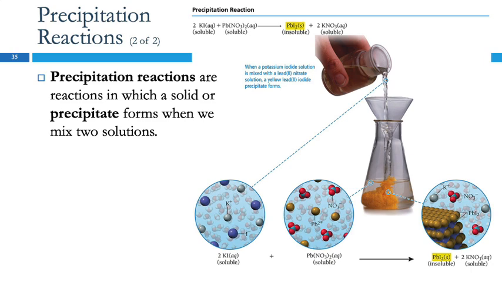So a precipitation reaction is defined here: a reaction in which a solid, also known as a precipitate, forms when we mix two solutions. So precipitate here is similar to how they use it in meteorology. Precipitation is like snow or rain. It's something that falls from the sky, right? When you have a precipitation reaction, it sometimes looks like there's snow falling to the bottom of the flask.